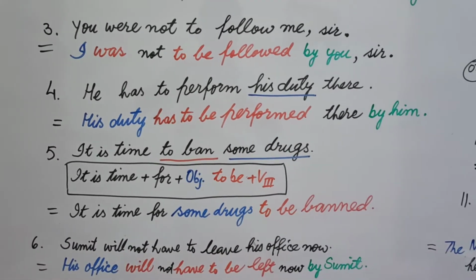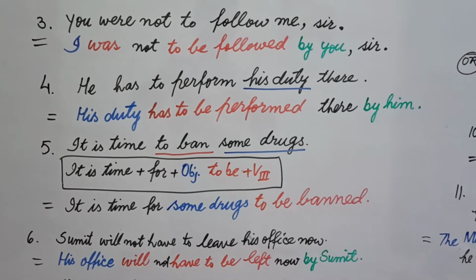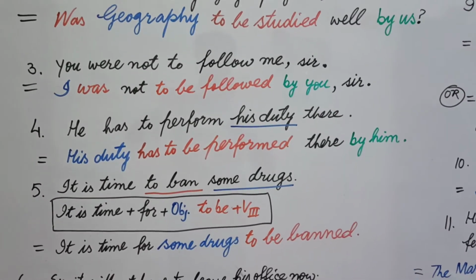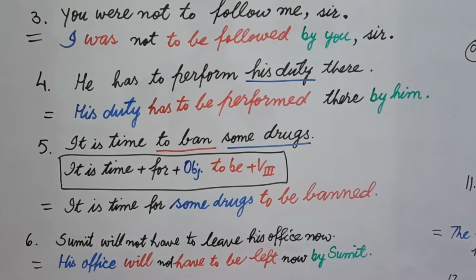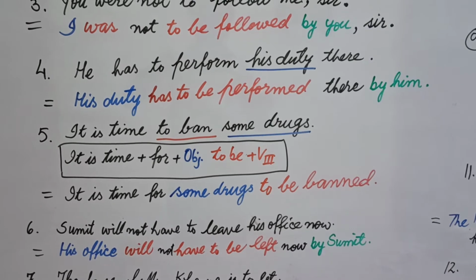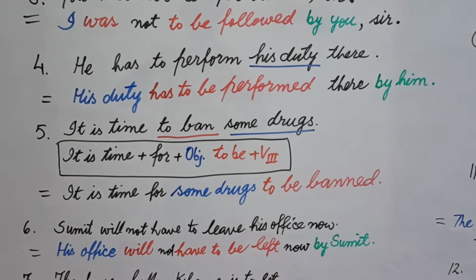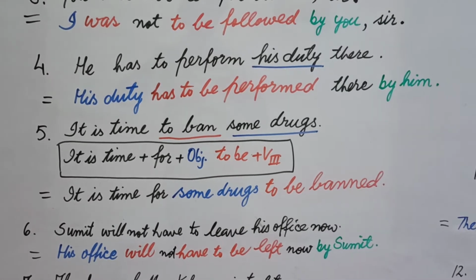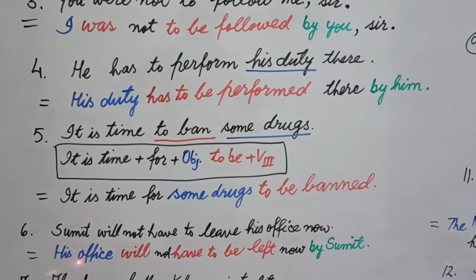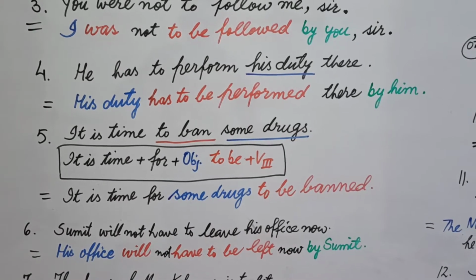Now let's see example number 6. Sumit will not have to leave his office now. This sentence is based on future. I have used present, past, and use of has to, have to, had to, and now I am using will, means future. Sumit will not have to leave his office now. Of course, you will go according to the usual rules. You just identify what is subject. Sumit is subject, and the object of to leave is his office. His office is placed on the place of Sumit, subject. His office will not have to be left now by Sumit.